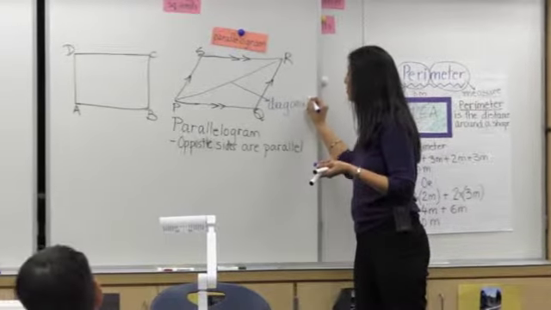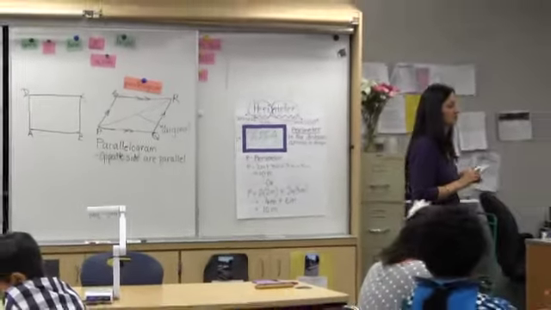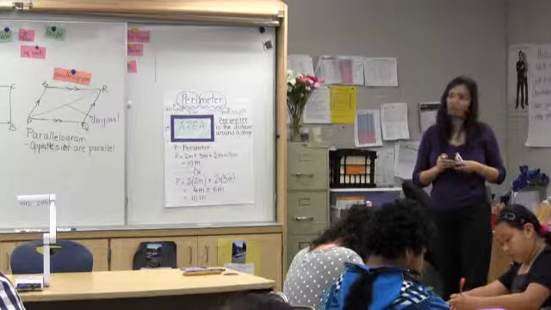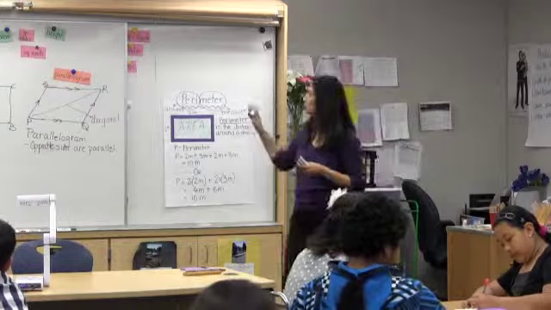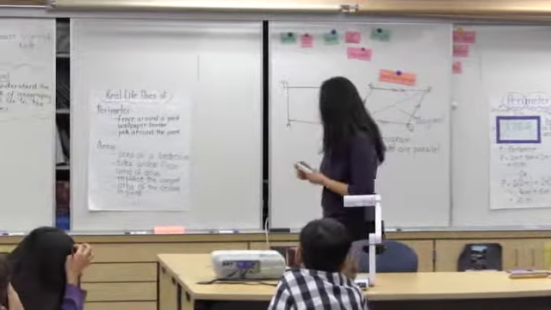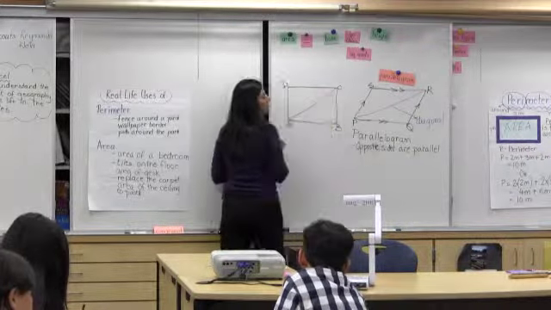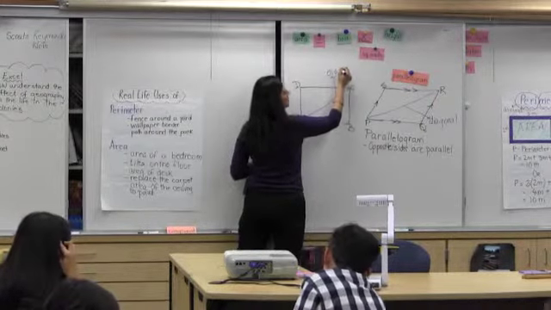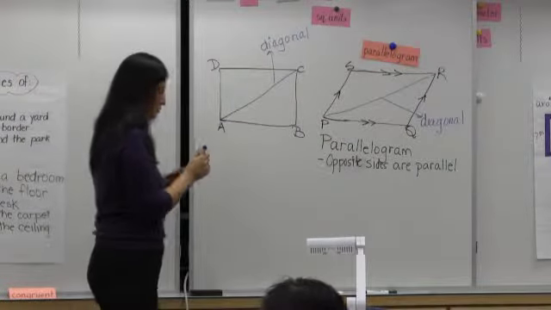Has anyone heard this word before? Yeah. Okay, let's go ahead and say the word diagonal. Diagonal. Okay. Go ahead and label it. What do you think the diagonal is doing to my parallelogram? And for that matter, even my rectangle can have a diagonal. What does it do? What will happen?